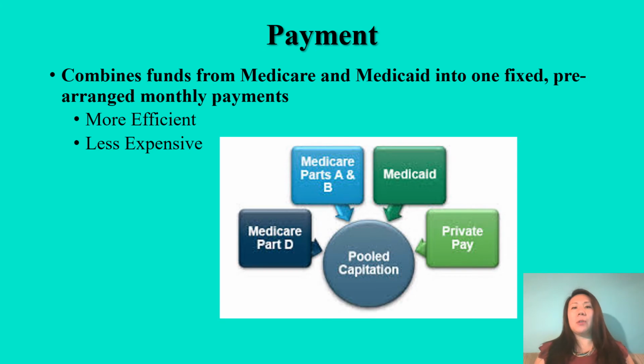Before PACE was introduced, individuals would often pay for multiple treatments separately through Medicaid or Medicare. PACE made the process more efficient by combining funds from Medicare and Medicaid through one fixed prearranged monthly payment. This allows PACE to deliver all services participants need rather than being limited to treatments covered under Medicare and Medicaid fee-for-service systems. In exchange, PACE organizations assume full financial risk for all the care of their enrollees.